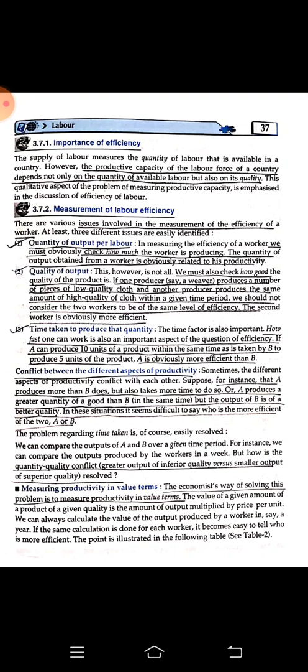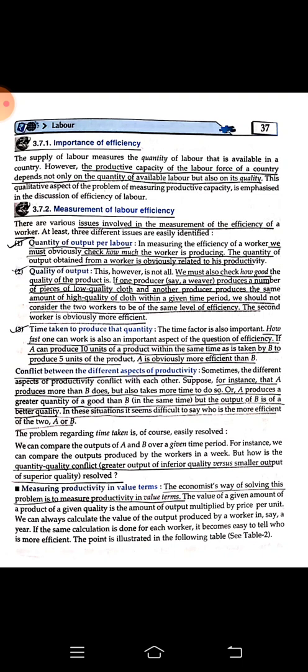So often there is a conflict between the different aspects, and the conflict is what you can say the quality quantity conflict. This is a conflict which is called a quality quantity conflict. Greater output of inferior quality versus smaller output with superior quality, which will win?